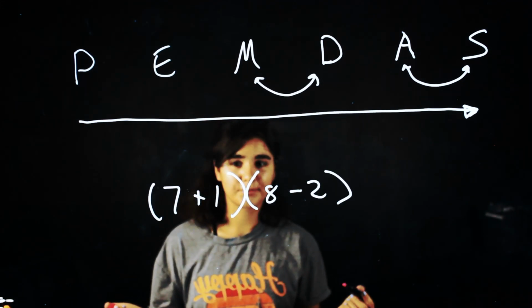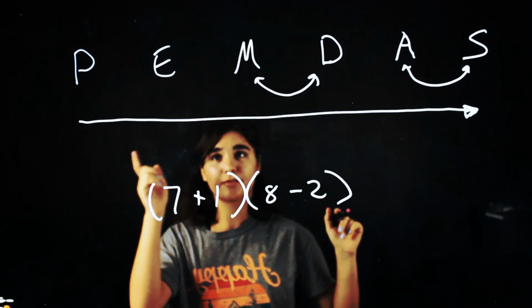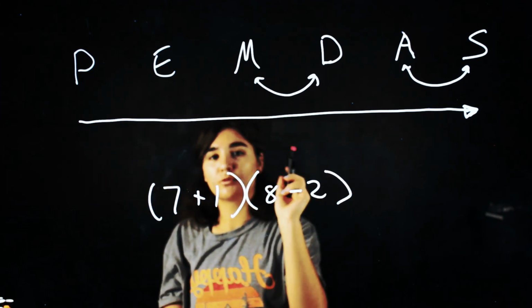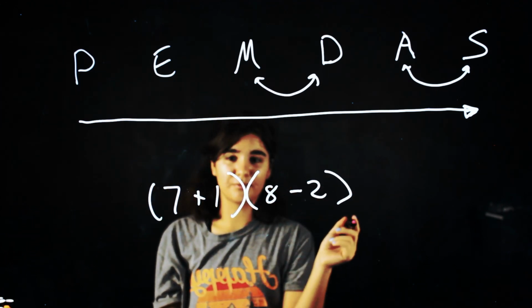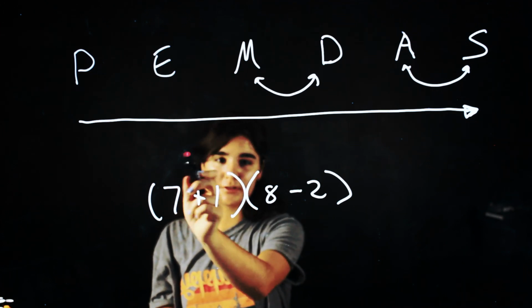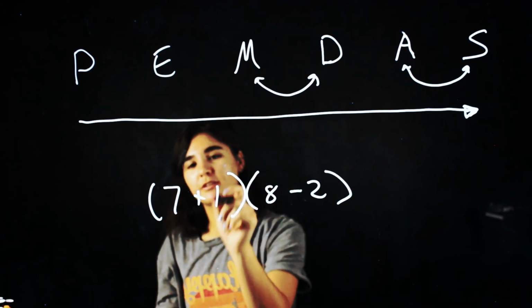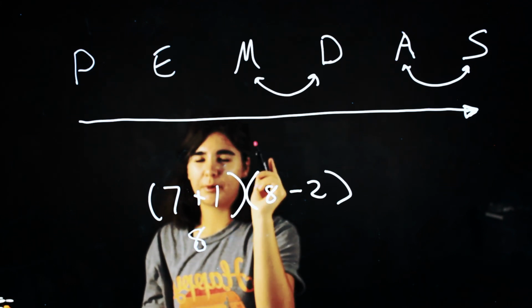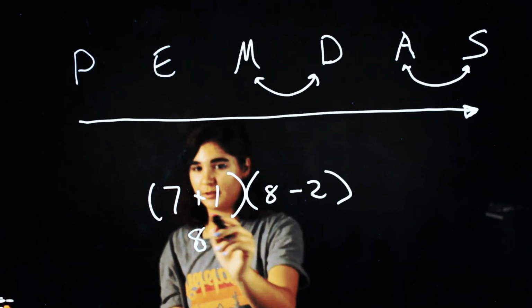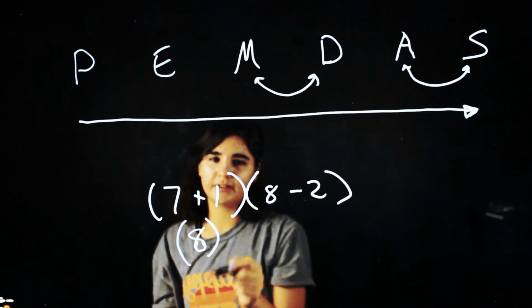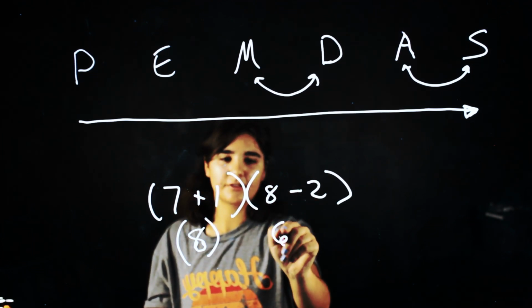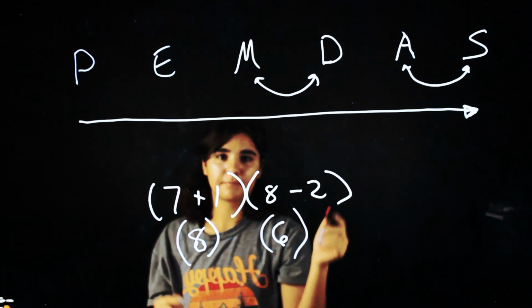Okay, so this is our first problem. Again, we have to remember the order, which is PEMDAS. So first we take a look at what's inside the parentheses. Here are two sets of parentheses. What's inside them is first 7 plus 1, so we can combine those and get 8. And remember, whenever you're combining stuff inside the parentheses, keep the parentheses around it after you've simplified. Same thing with this one: 8 minus 2 is 6, and you keep the parentheses.